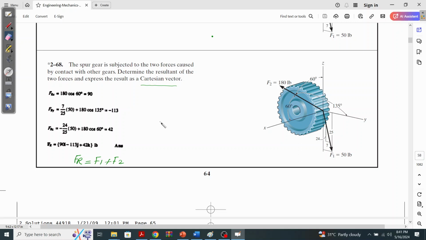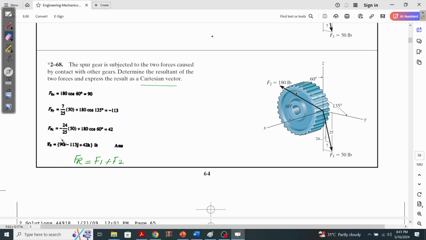Do we see any other components for the y-axis? Yes, this force F2, which is 180 pounds, is also making an angle of 135 degrees with the y-axis, so it is 180 cos 135. Now you simplify it, and you get Fry equals minus 113, which is a scalar quantity.